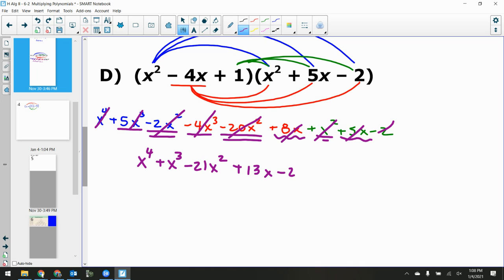Yeah. Just on the combining like terms, why don't you combine the x to the fourth and x to the third? If I was multiplying, I could combine them. But because they're not the same variable raised to the same power, I cannot add or subtract them. Any other questions on this one?